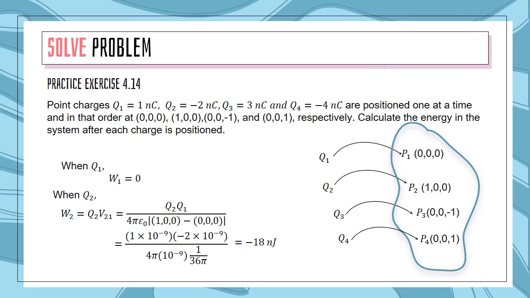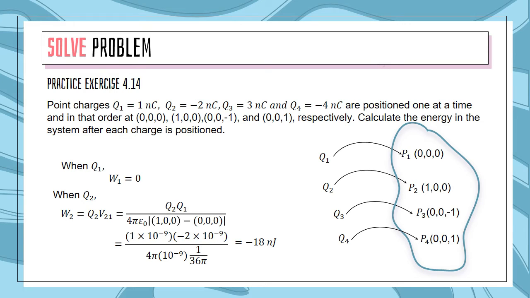So next, let's look at the problem-solving part. Here, I have an example from practice exercise 4.14, where the question asks: point charges Q1 equals 1 nanocoulomb, Q2 equals negative 2 nanocoulomb, Q3 equals 3 nanocoulomb, and Q4 equals negative 4 nanocoulomb are positioned one at a time and in that order at (0,0,0), (1,0,0), (0,0,-1) and (0,0,1) respectively. Calculate the energy in the system after each charge is positioned.